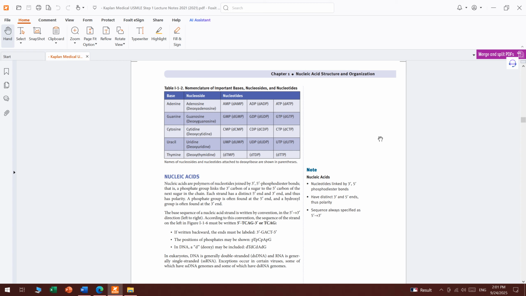For the base thymine: ribonucleoside. Ribonucleotides. Deoxyribonucleoside, deoxythymidine. Deoxyribonucleotides, dTMP, dTDP, dTTP.